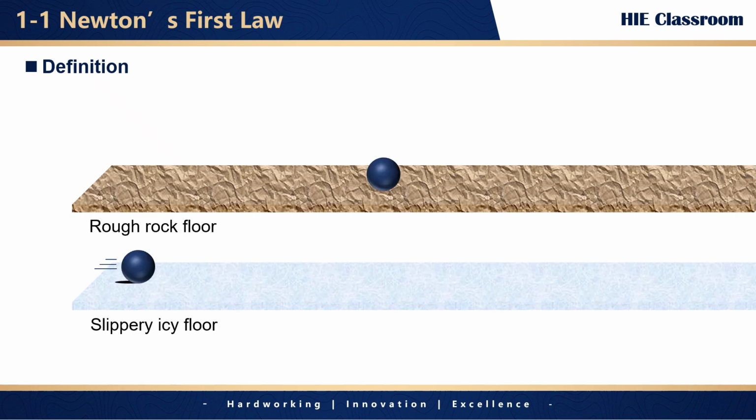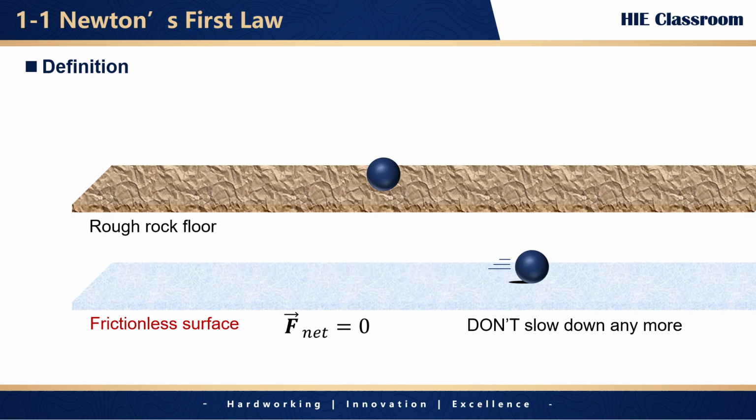Now compare that to a puck sliding on ice, like in a skating rink. It travels much further before slowing down. The surface is more slippery, so the friction is much smaller. You can even imagine an ideal situation, a perfectly frictionless surface. In that case, once the puck starts moving, it would never slow down at all. It would just keep moving at a constant speed.